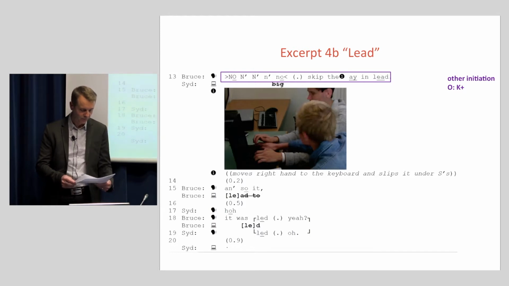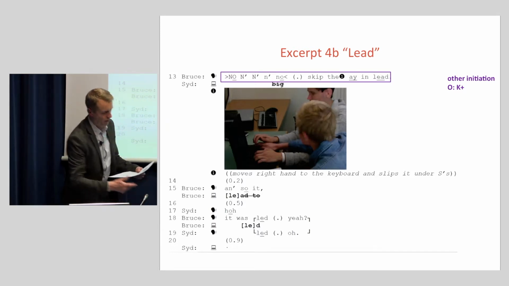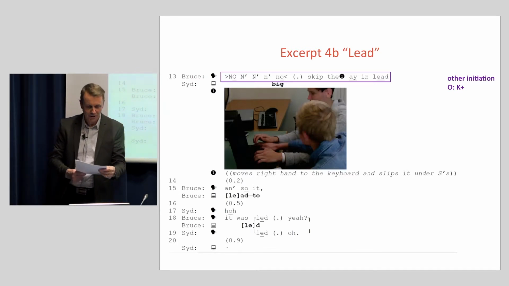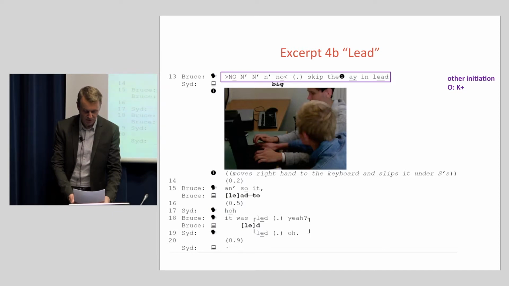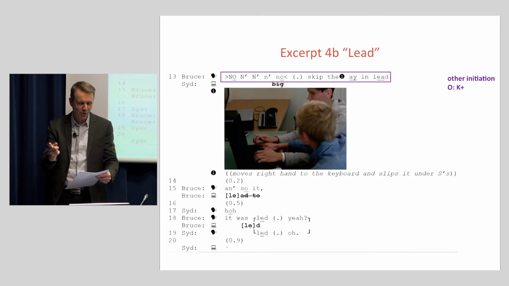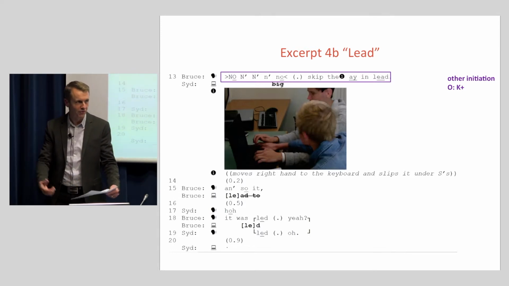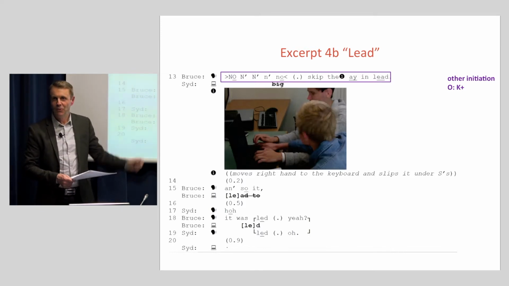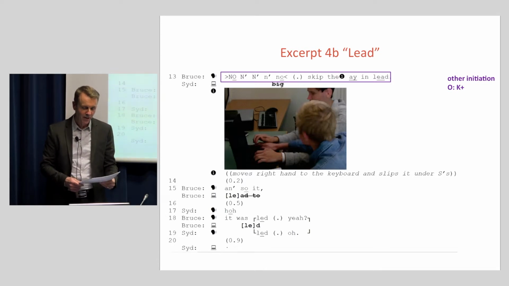And then we get this, no, skip the A in lead. So what we get here is, first of all, this repeated no. It's from Stivers, 2004. When it's an in-progress course of action, you get this. So he's already in the process of trying to fix it, but it's not right. So we get this quite forceful response, and then a greater degree of precision in identifying where the problem is. So to start with, he just said skip the A.